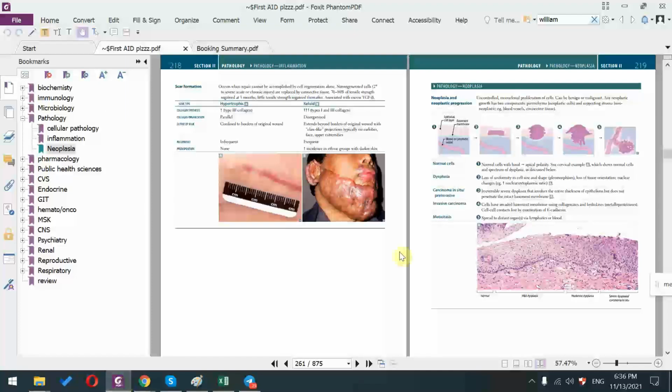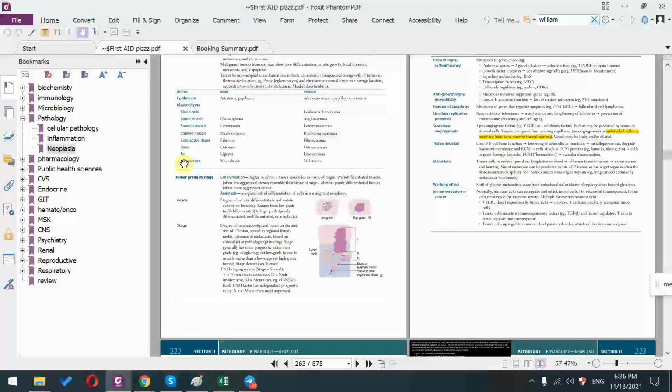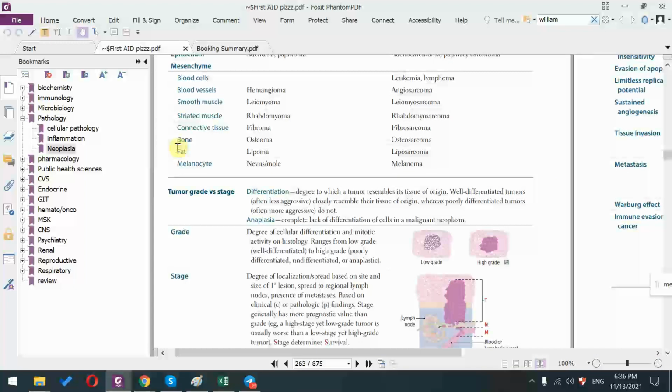So the next one goes something like this. The next one goes like connective tissue, fibroma and fibrosarcoma. Fibroma is mostly a benign tumor of connective tissue. Fibrosarcoma is a malignant tumor of connective tissue. Nothing to know much about. Bone: osteoma and osteosarcoma; lipoma, liposarcoma; and as you can see, a benign tumor of the melanocyte is called nevus, and the malignant one is called a melanoma.